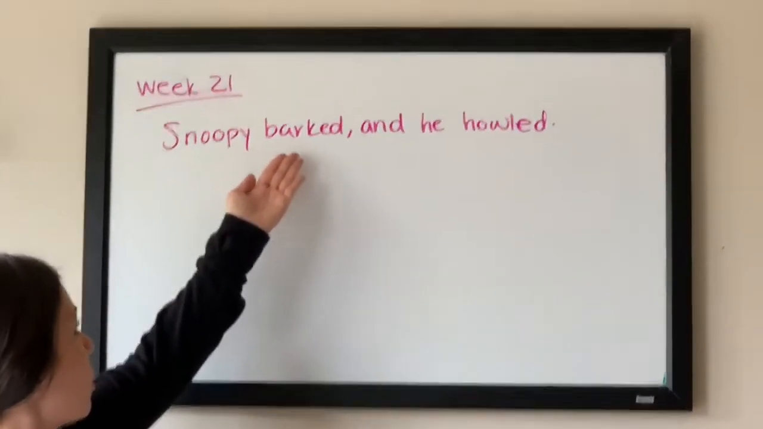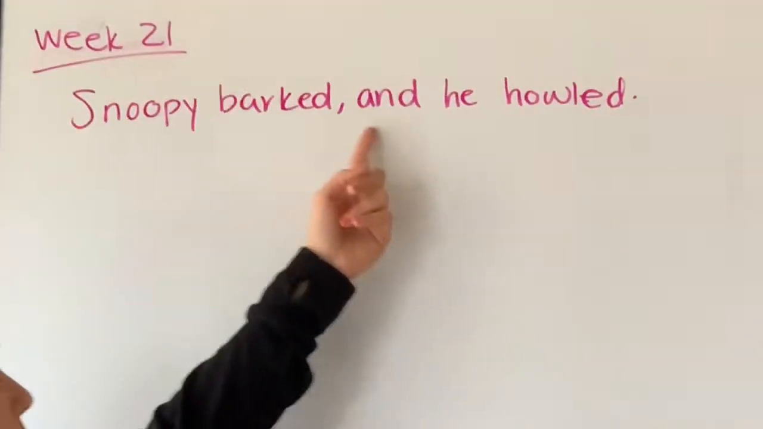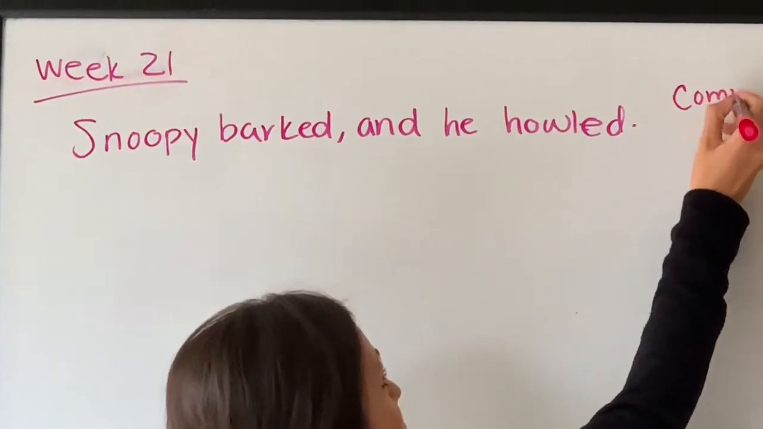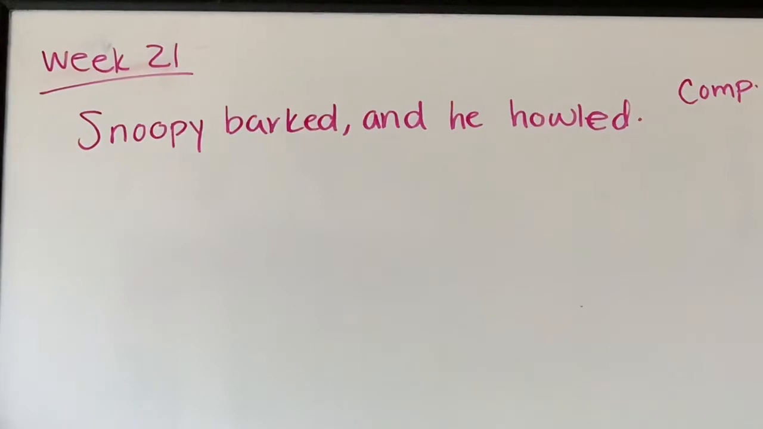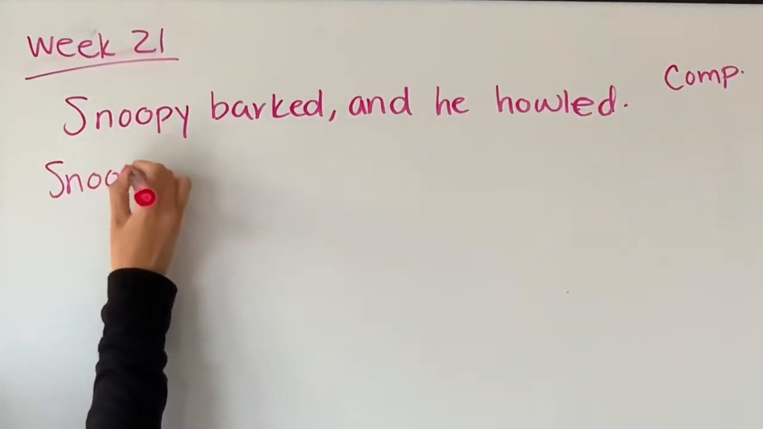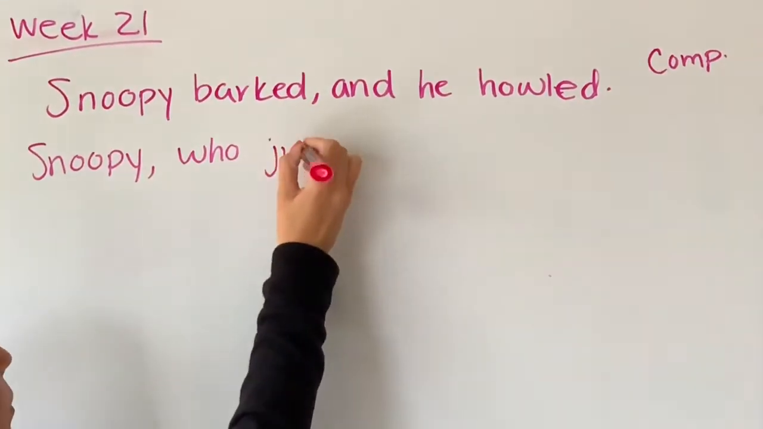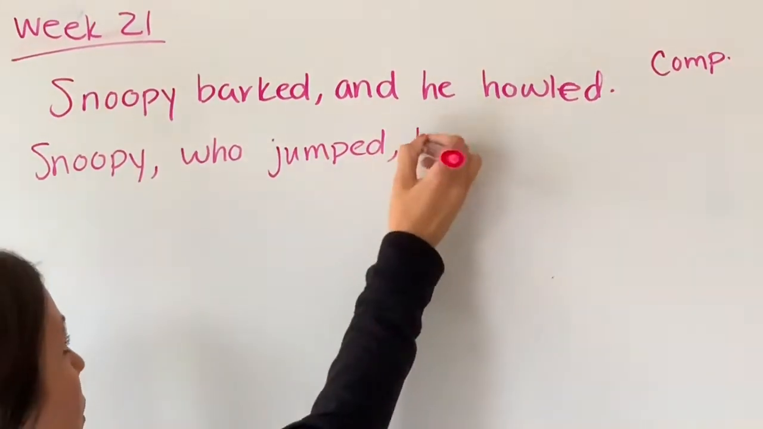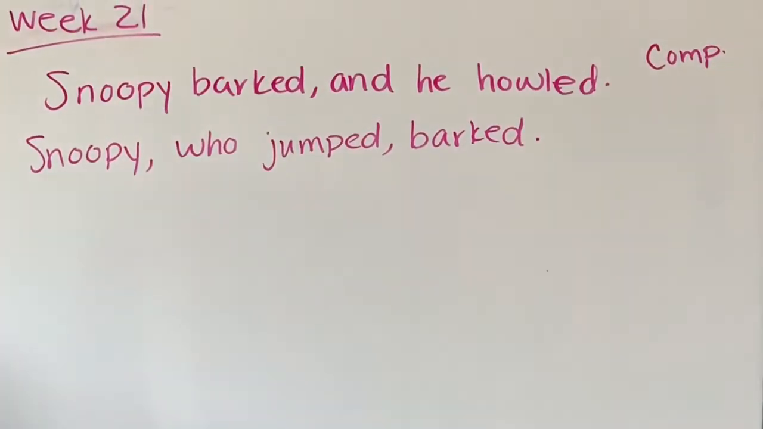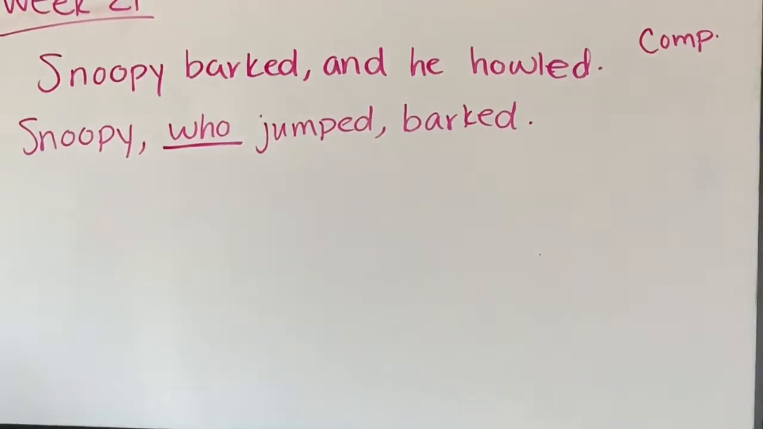So, what is the structure of this sentence? We have an independent clause here, Snoopy barked. We have an independent clause here, he howled. We have a coordinating conjunction, and. So this is a compound. Okay? And now, what about this one? Snoopy, who jumped, barked. What's the structure of this sentence? Well, we have a relative pronoun, who, so this is a complex.